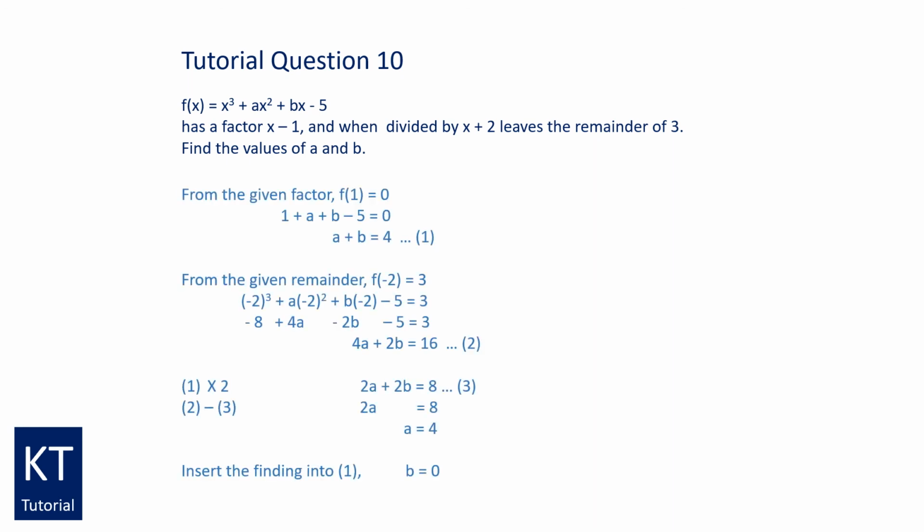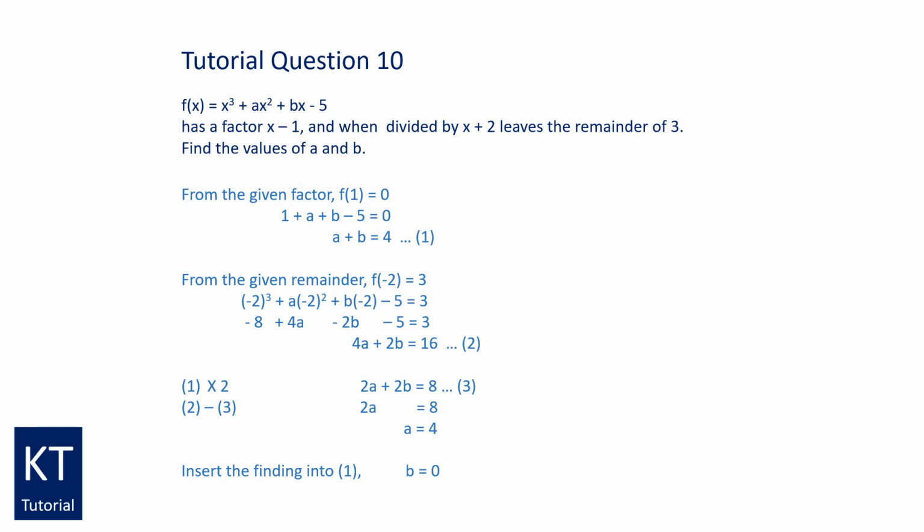The portion of the statement that states x minus 1 being a factor would set up the equation f(1) being equal to 0, allowing us to form the first of two simultaneous equations, which is a plus b equals to 4. The second statement that talks about x plus 2 leaving the remainder of 3 will allow us to put up f(-2) being equal to 3 to allow the setup of the second simultaneous equation as being 4a plus 2b being equal to 16.